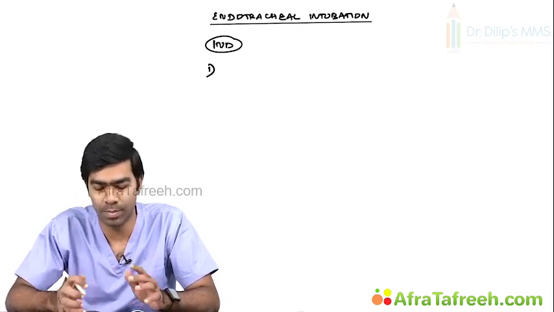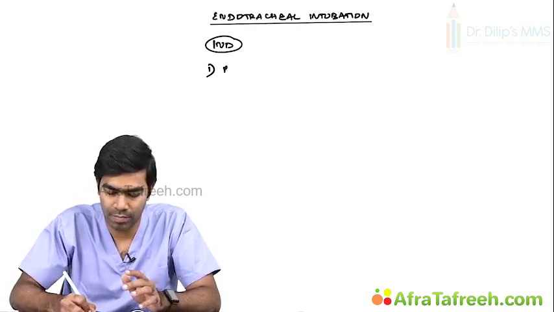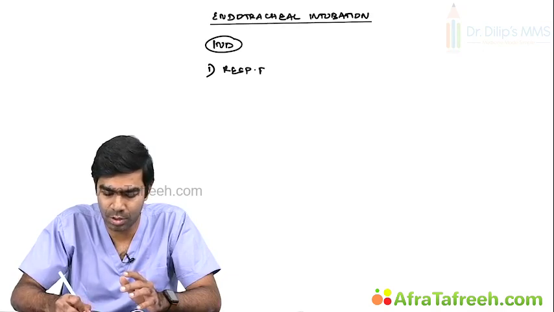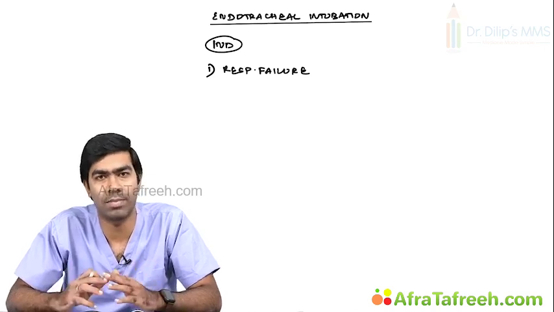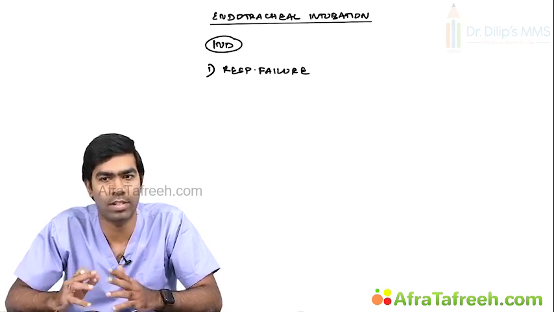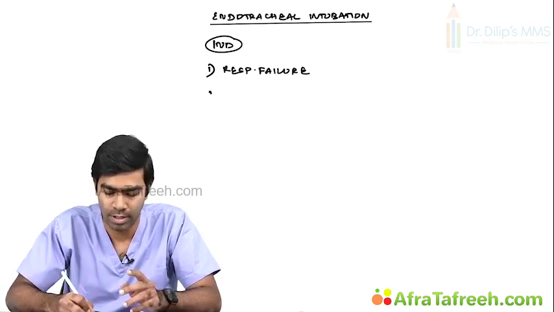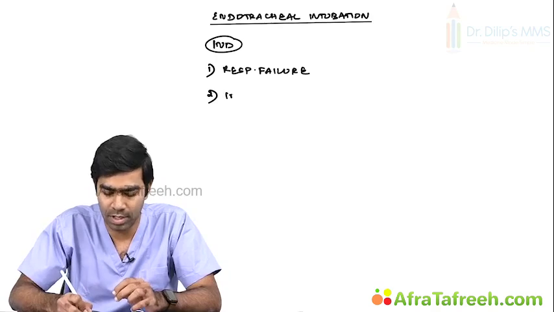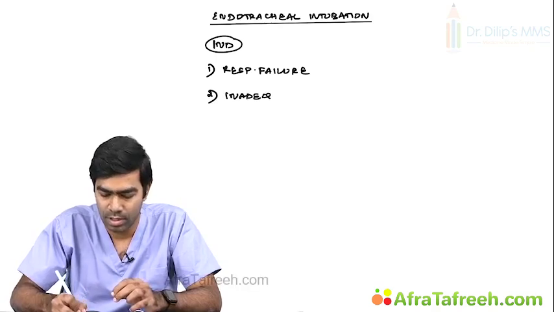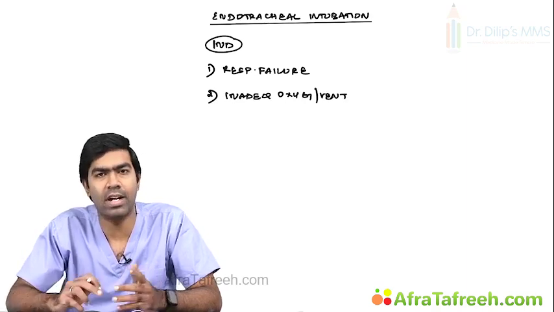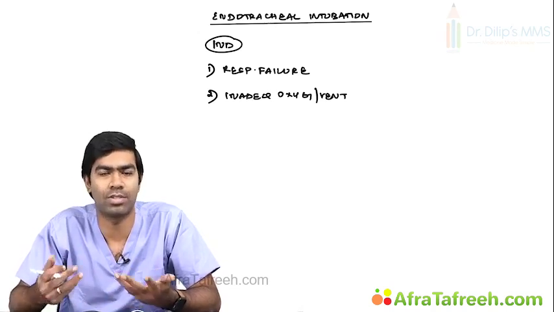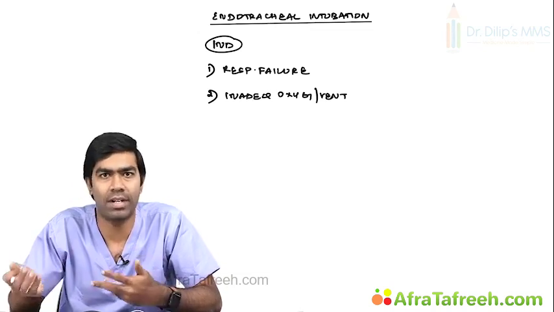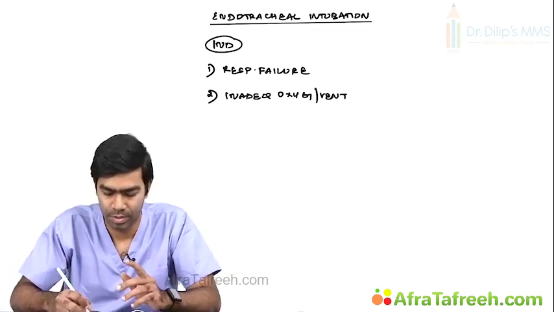The first indication will be respiratory failure. We have a separate section of video on respiratory failure, where it is defined as PaO2 less than 60 millimeters of mercury. Go back to the respiratory failure section and learn if you have not already learned. Second, if the patient is having inadequate oxygenation or ventilation. In respiratory failure and inadequate oxygenation or ventilation, you can try other ventilation or oxygenation techniques. If they fail, definitely endotracheal intubation is an option.